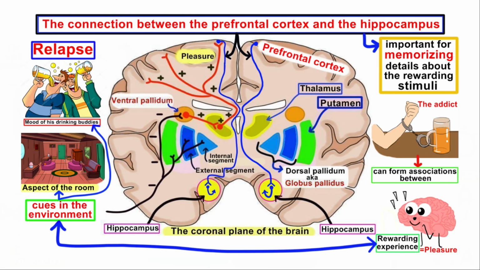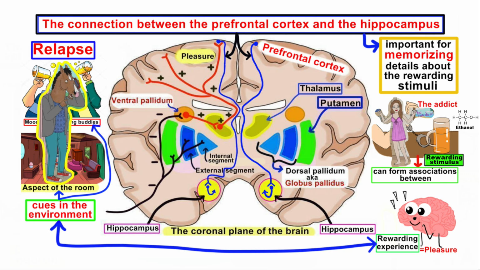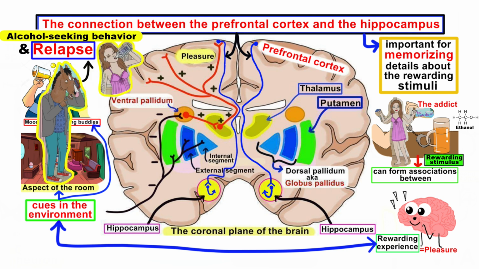Okay, for those of you who are still confused, in this scene, Sarah Lynn is the addict, alcohol is the rewarding stimulus, BoJack represents the cue in the environment because he's Sarah Lynn's old drinking buddy. This cue in the environment is responsible for triggering alcohol-seeking behavior and relapse after 9 months of abstinence.